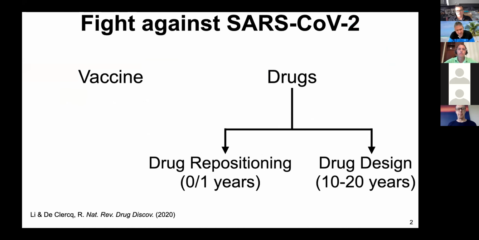Let's present the project very briefly. As pharmacologists, the question is how to fight against SARS-CoV-2, which is one of the main questions that we face in these months. For people that are not familiar with pharmacology, we basically have two ways. One is vaccine. I'm not going to talk about vaccines. It's a way to provide immunity against this virus, and it is very debated.